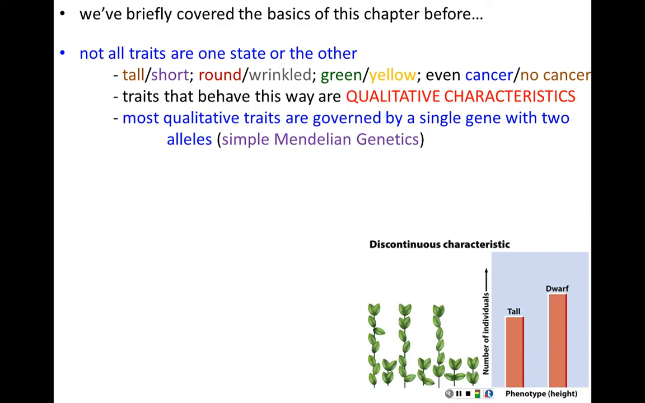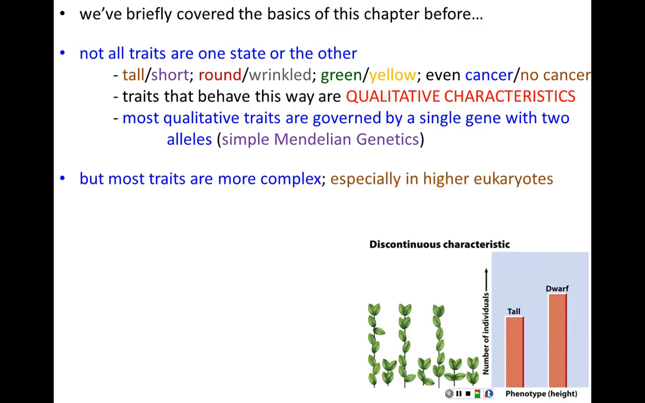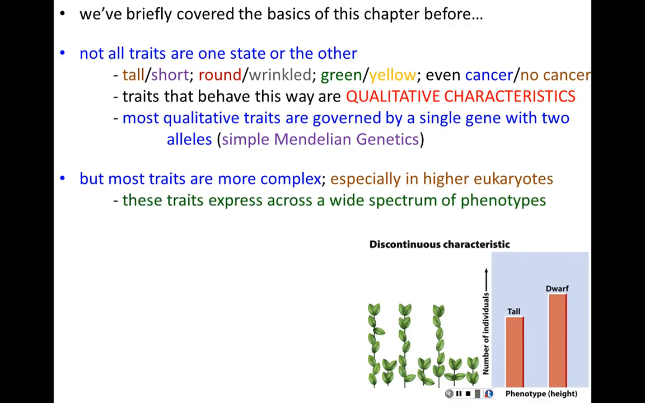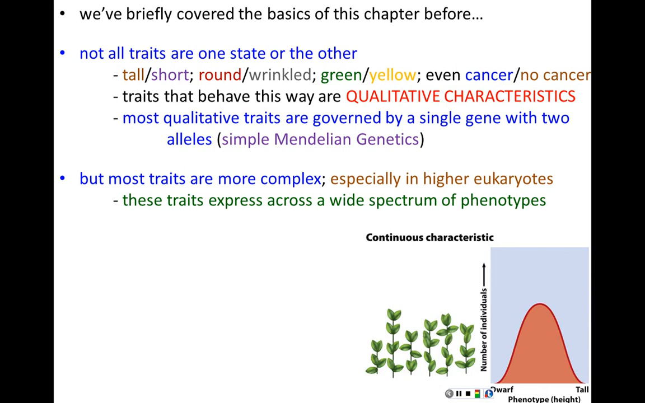Most qualitative traits, although there are few of them, are governed by Mendelian rules. They're governed by a single gene that has two alleles, kind of classic complete dominance cases. But most traits in most life forms are much more complex, especially in higher eukaryotes, such as mammals. Traits in higher eukaryotes, and in other organisms too, express phenotypes across a very wide spectrum. So you might have very, very, very, very tall and very, very, very, very short, but you have all of the different heights in between, as shown here. So you have this spectrum of traits where there are two extremes on either side, but many, many organisms in the middle at the average, and organisms having all heights in between those two extremes.